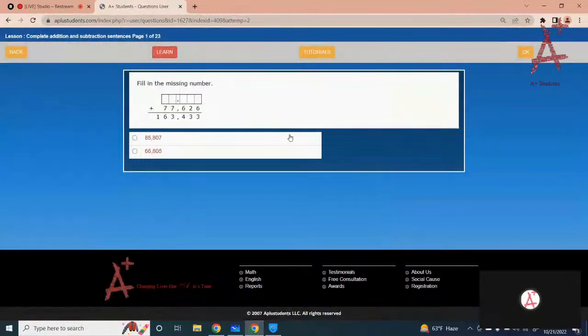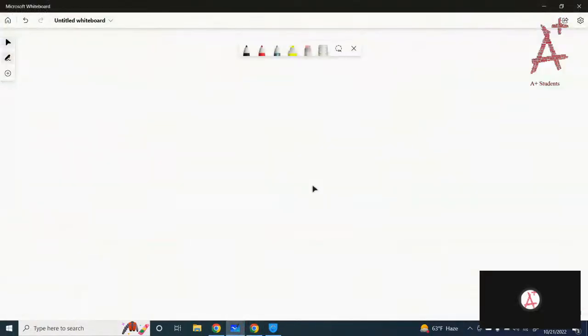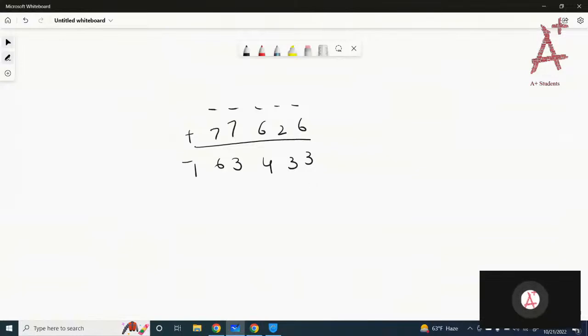Okay, the missing number, we have to find the missing number. You are given a sum and one of the numbers. So let me write it down on the board. You have a missing number, and the given number is 62677, and you are given a sum that is 334,361.